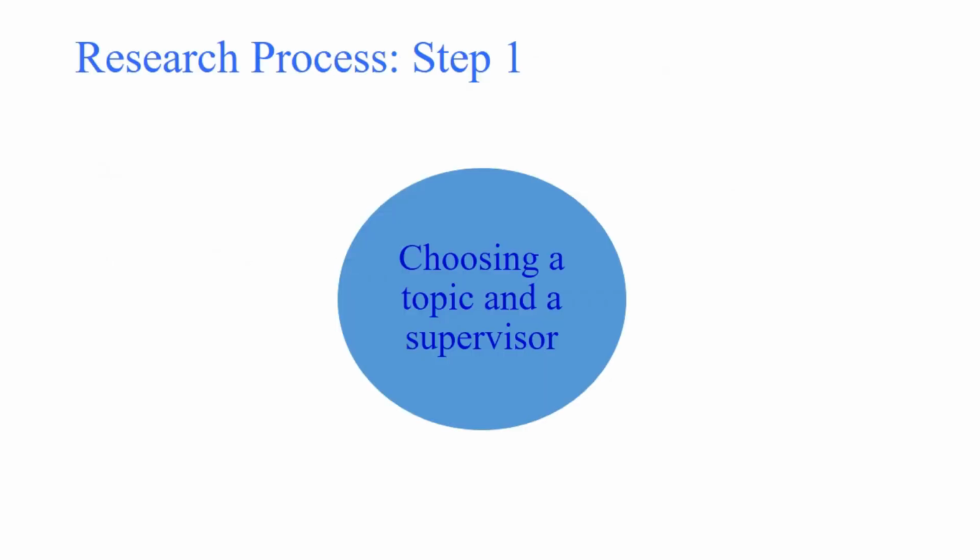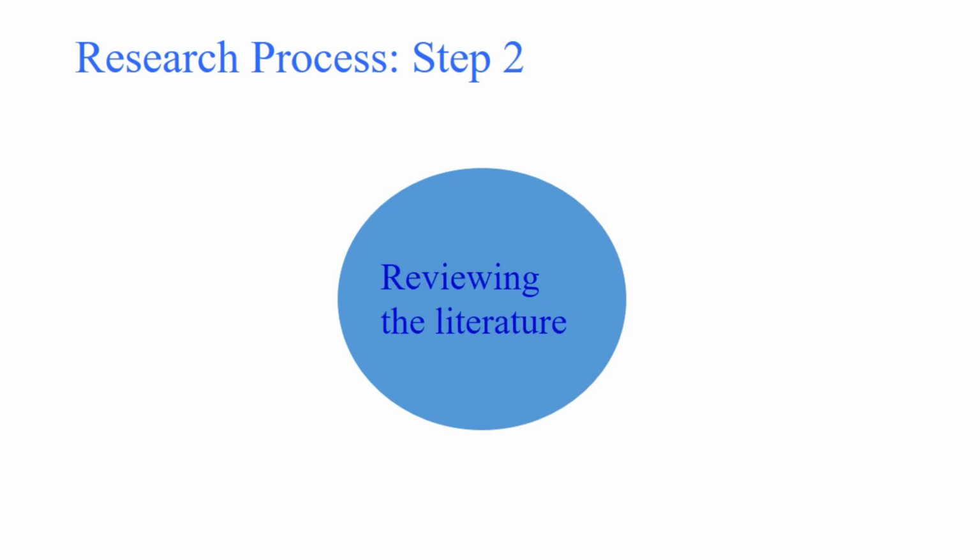The first step is choosing a research topic and a supervisor. Firstly, identify a relevant medical research topic and select a supervisor to guide the project. The second step is reviewing the literature. Conduct a thorough review of existing research literature to understand the current knowledge and identify the gaps.